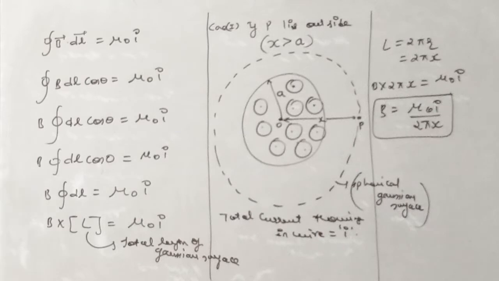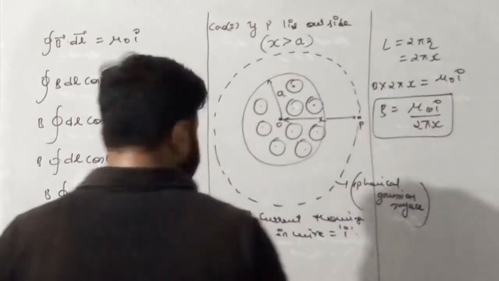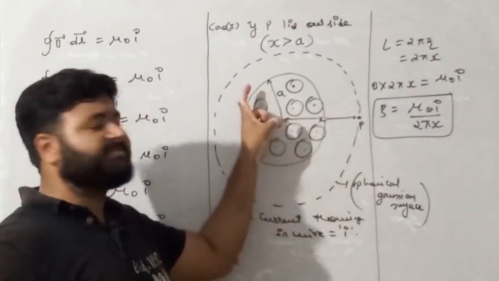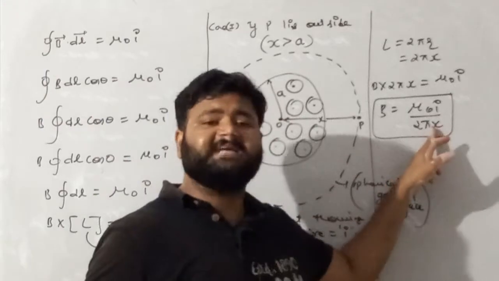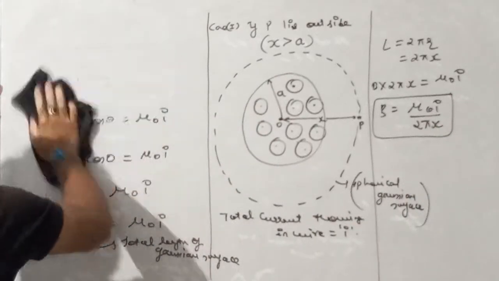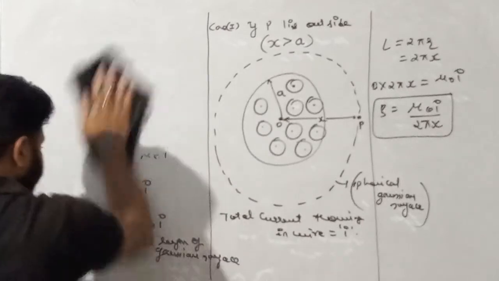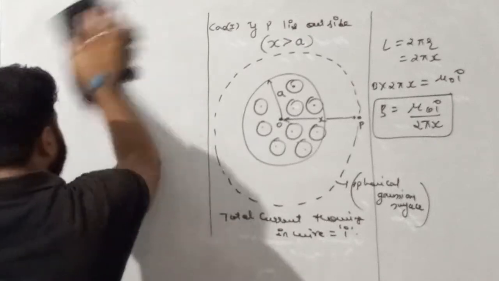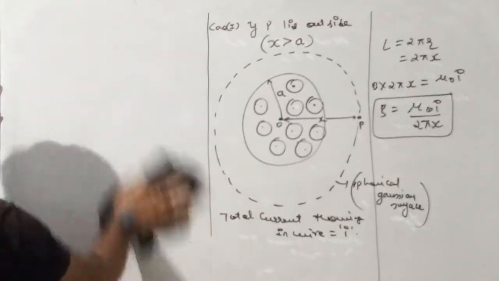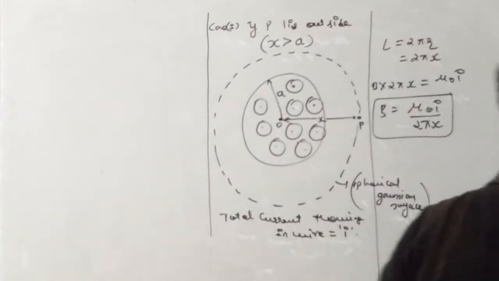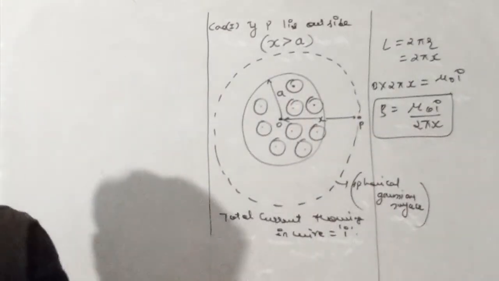Moving forward, write down case 2: if point P lies on the surface of the wire. So my dear student, if P lies on the surface, then the value of x becomes equal to A. So just replace x with A.